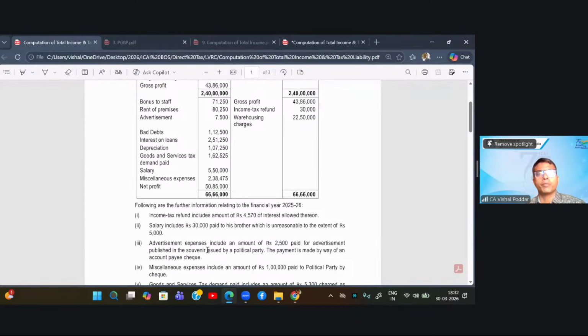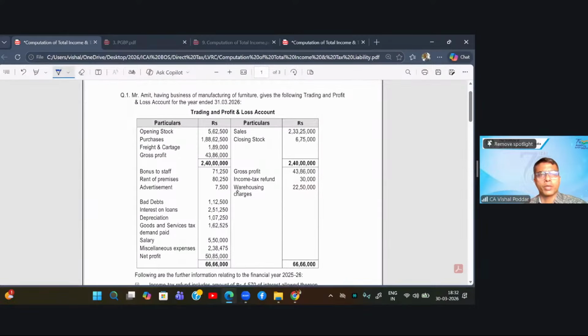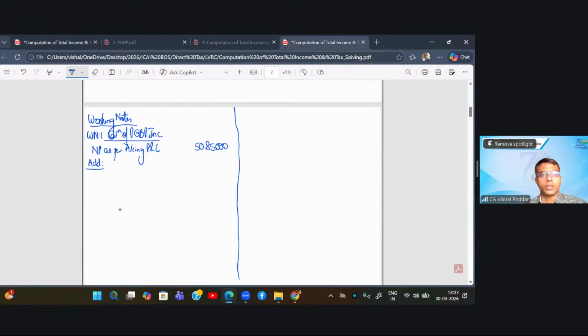So first is salary. It says salary includes 30,000 paid to brother, which is unreasonable to the extent of 5,000. So out of salary, there is a disallowance of 5. So there is some adjustment here. We have to add 5 on account of this. So salary to related person, Section 40A(2). To what extent is it unreasonable? It is unreasonable to the extent of 5.